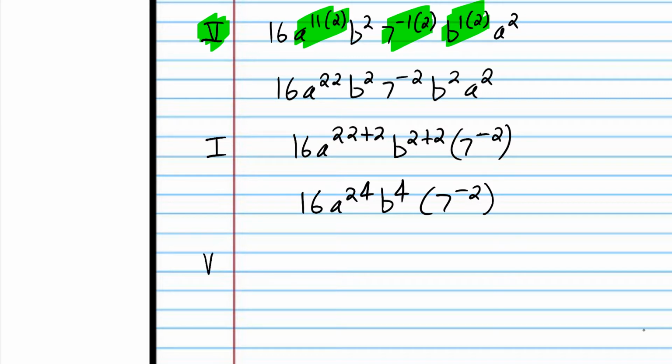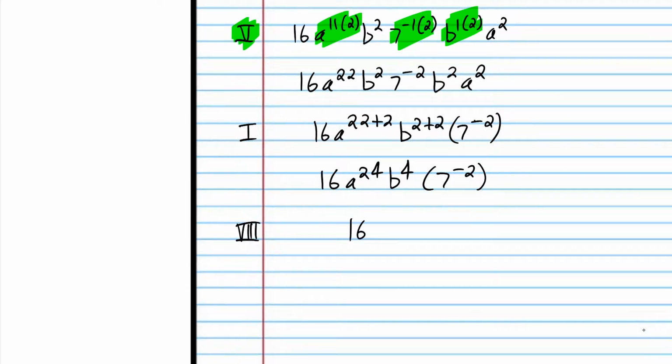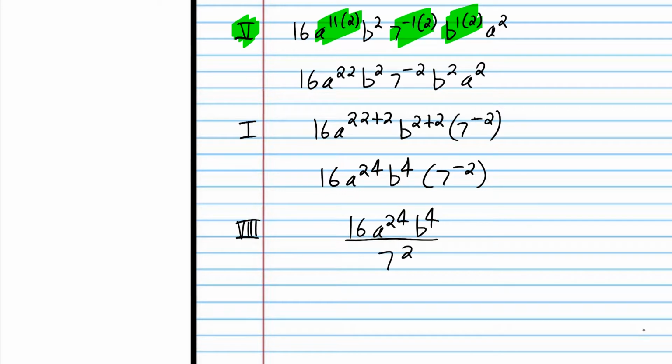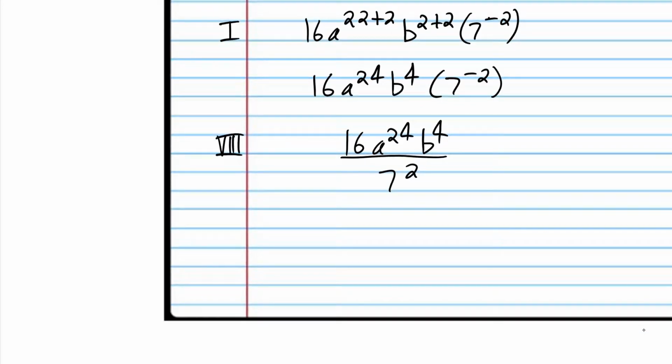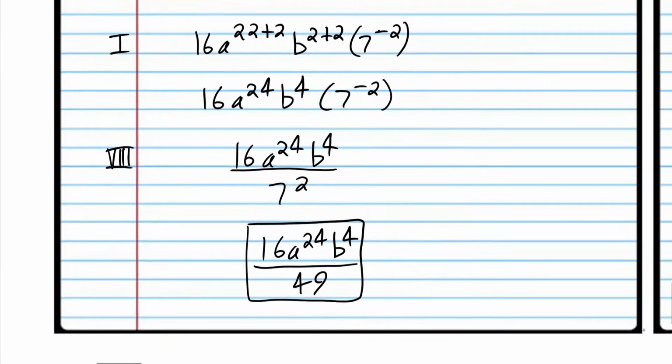Okay, so now we have to use rule number 8, because obviously we can't have that negative power. So we have 16a to the 24th, b to the 4th, bring it down, and we have 7 to the 2nd. And then our final answer is going to be 16a to the 24th, b to the 4th, all under 49. So if you got that answer, good job.